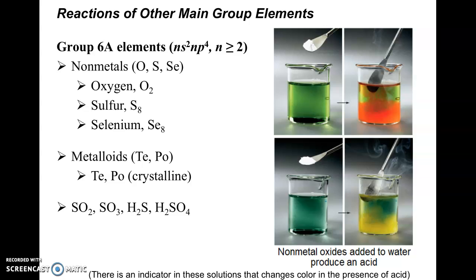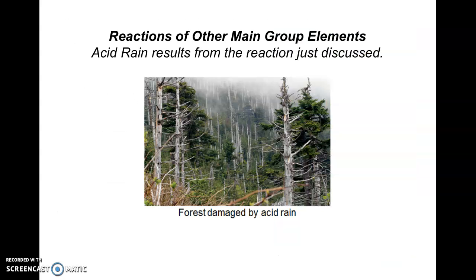we see sulfuric acid. The picture on the right, nonmetal oxides added to water produce an acid, and there's an indicator here and the color changes showing you the presence of an acid. These are very important elements and highly reactive. And just a picture here, you can see this in the Smoky Mountains. This is the effect of acid rain.